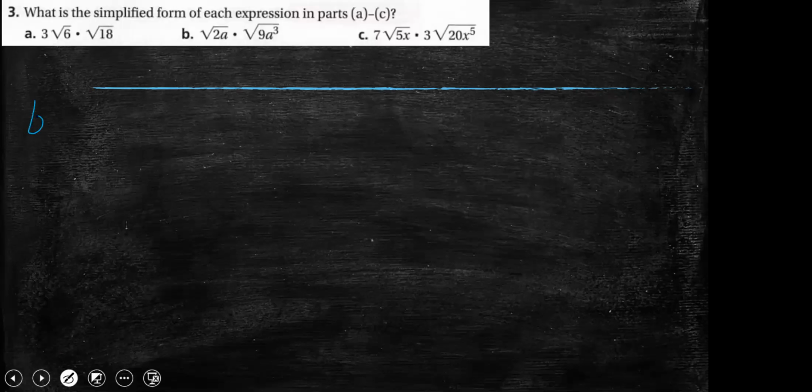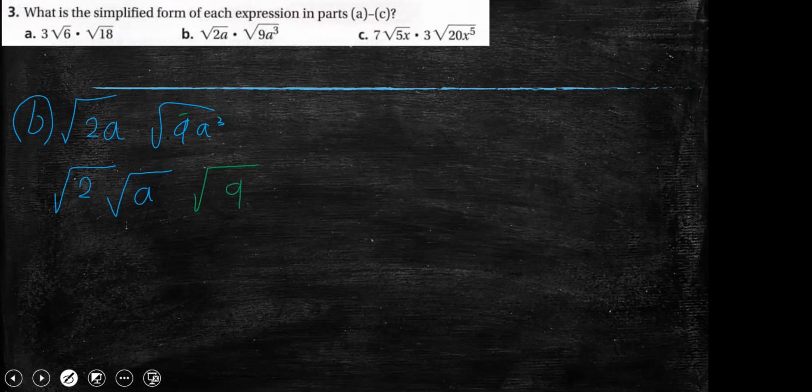In B here, as we said yesterday, we have the square root of 2a times the square root of 9a cubic. So the first step, I will distribute the square root: the square root of 2a, then I will put another square root here for 9, and I will distribute also here a square root for a cubic. This is the first step.